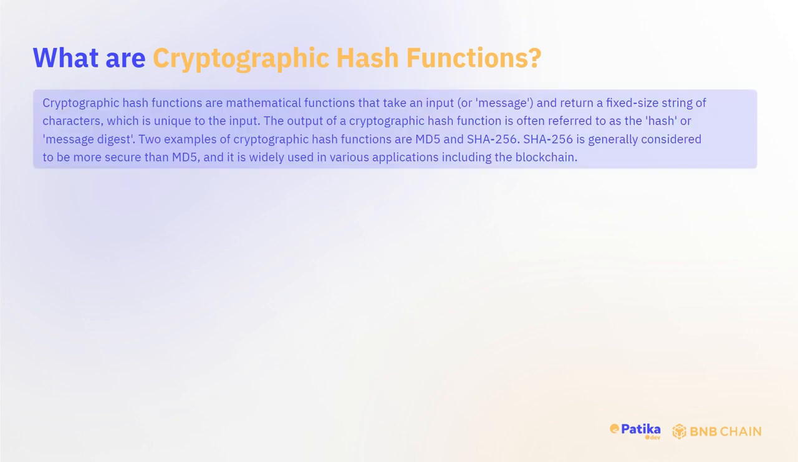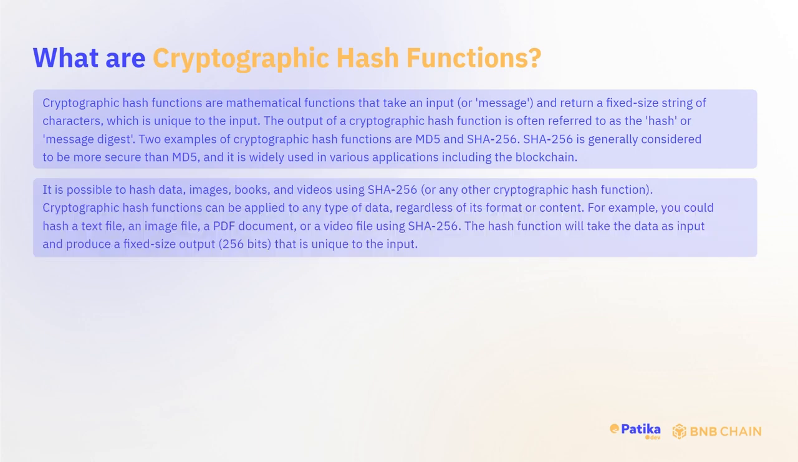Cryptographic hash functions are mathematical functions that take an input or message and return a fixed size string of characters which is unique to the input. We'll understand this fixed size string of characters while doing our blockchain demo, so don't worry about it. The output of a cryptographic hash function is often referred to as the hash or the message digest. Two examples of cryptographic hash functions are MD5 and SHA-256, but SHA-256 is considered to be more secure than MD5, and it's widely used in various applications like blockchain.